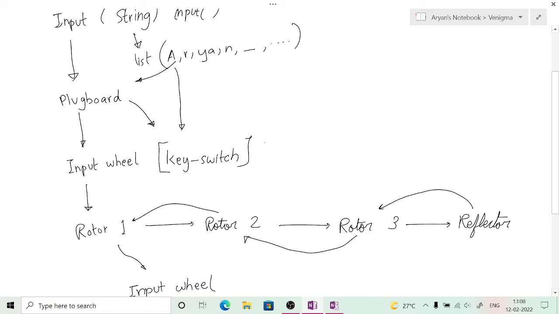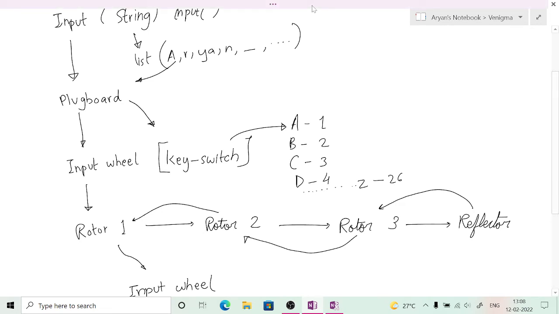Here in the input wheel, since we have all those characters such as A, R, Y, let's call it the key switch. The reason we call it the key switch is that it is also going to play the part of the numerical switch, but we would discuss it later. In the key switch, for any letter such as A, it would change to 1, B to 2, C to 3, D to 4, and so on till Z, which changes to 26. So this is the set of changes it is going to make.